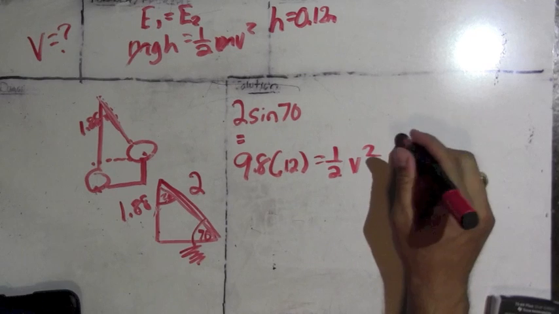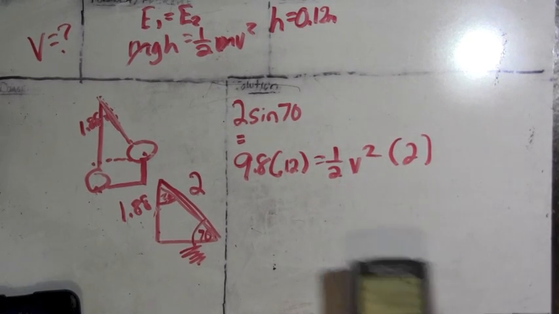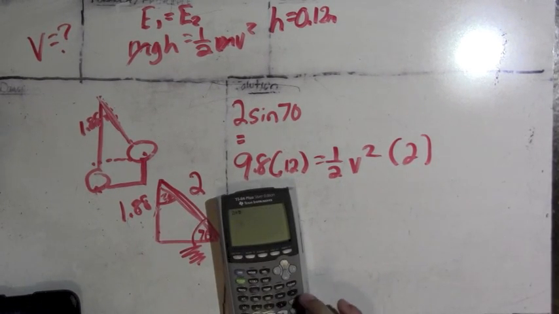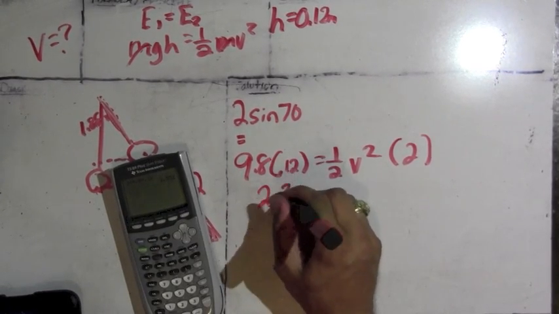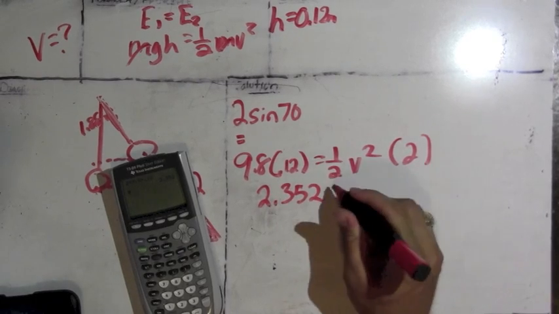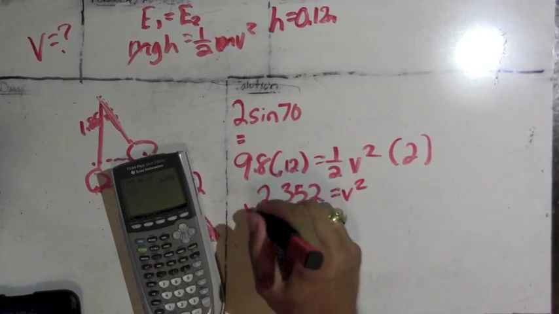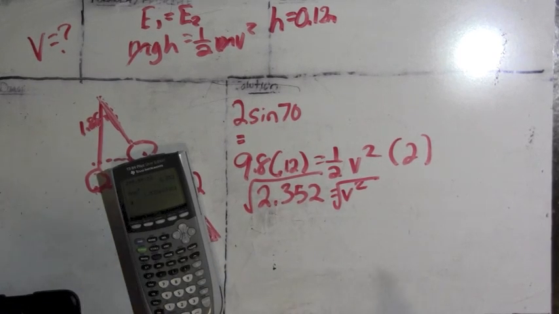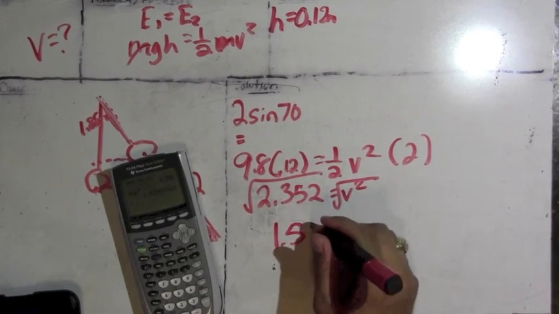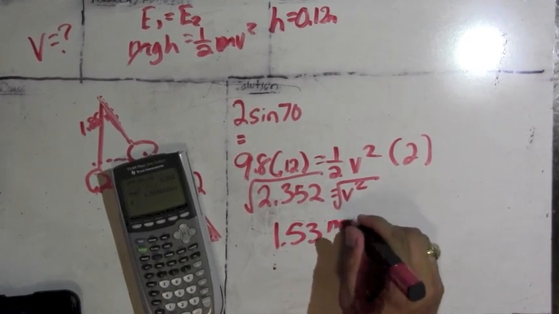So what we do is we multiply both sides by 2, and when we do that, we get 2 times 9.8 times 0.12, and that gives us a value of 2.352. Remember that equals v squared, so we have to take the square root of both sides, and when we do that, we get 1.53 meters per second.